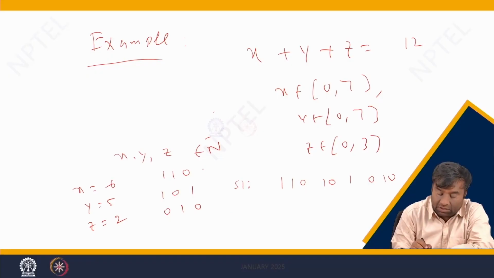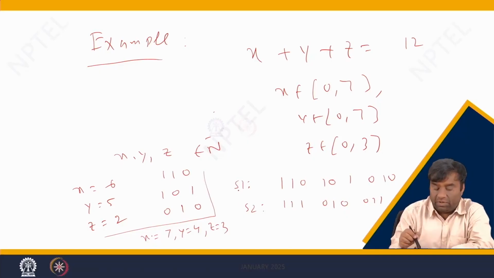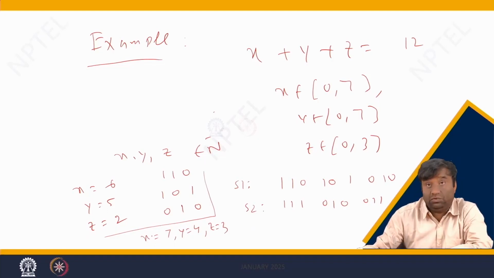You can check another solution set. Suppose x equal to 7, y equal to 4, z equal to 3. So solution 2 can be written as 1 1 1 0 1 0 0 1 1. So we can do the crossover and mutation, and we can solve these questions. We can solve questions where it is not possible to solve with other methods.